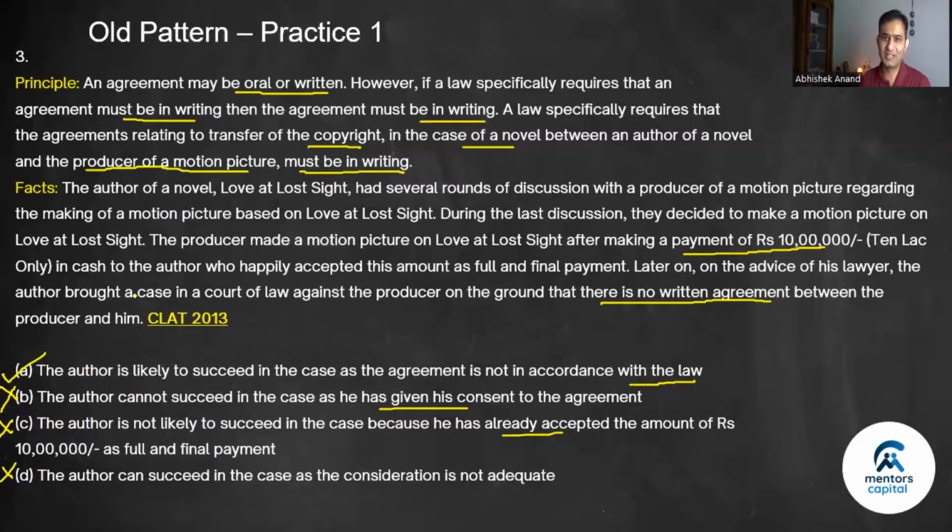See, the problem that many students face in such questions, especially if they know law, is that they start applying law. You're not supposed to apply law. You only are supposed to apply the principle which is given to us. The principle only talked about written and verbal agreements. In the case between author and producer, it has to be in writing. Because it is not in writing, it is not in accordance with the law, and therefore option A is the correct answer.